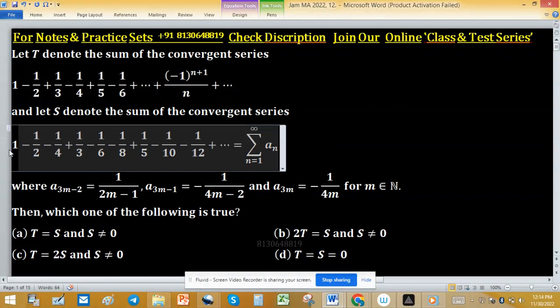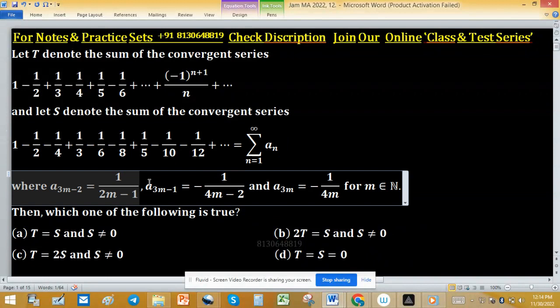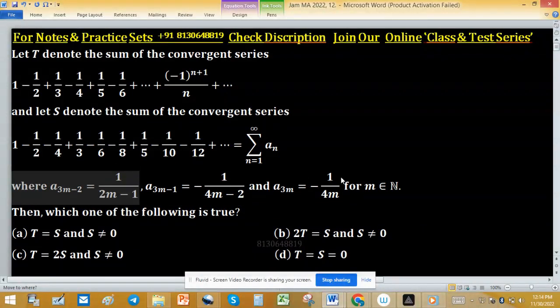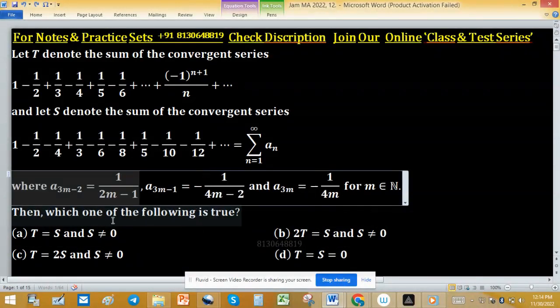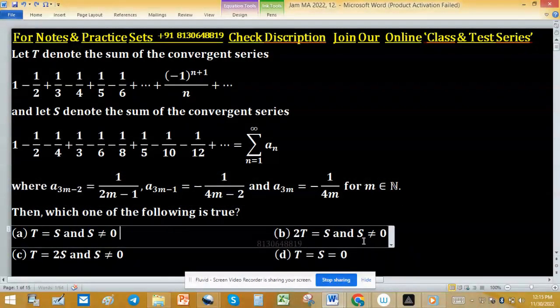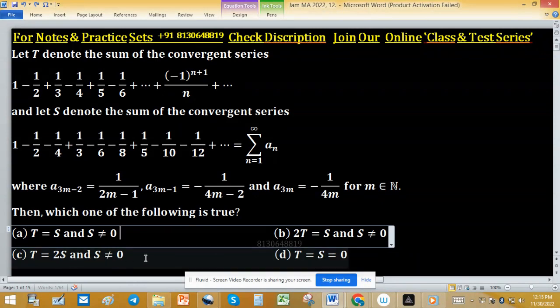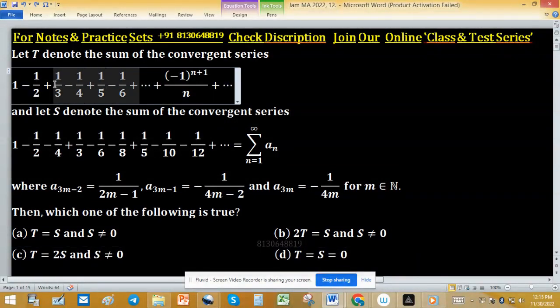Let T denote the sum of the convergent series given here, and S denote the sum of the convergent series where the terms of S you can find by these three formulas. Which of the following is true? T equals S and S not equal to 0; 2T equals S; T equals 2S and S not equal to 0. So whatever the options, first, if you observe the series T, T denotes the sum of this first convergent series.